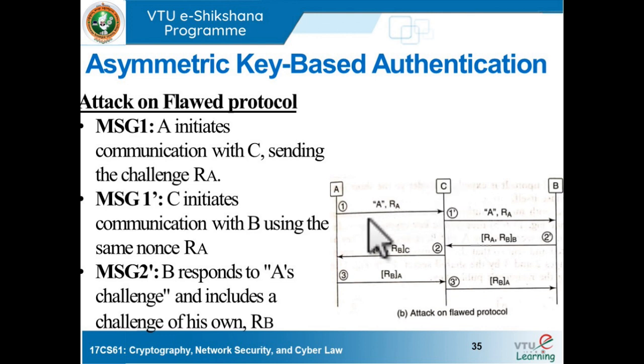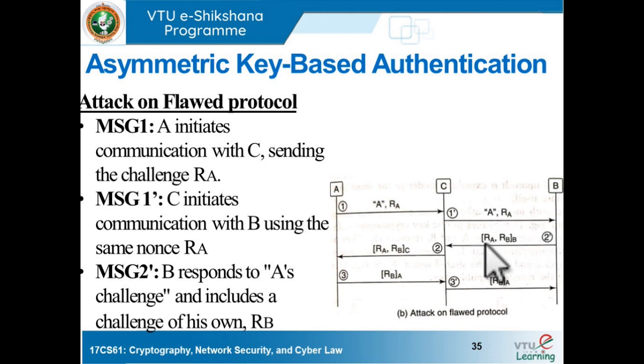But this message, which is actually coming from A and has to be received by B, is in the middle received by an intruder C, or an attacker C. This attacker will replay this message which has come from A after some time to B. Now he replays the same message to B, which contains the identity and a challenge RA. Upon receiving this message, B responds to A's challenge.